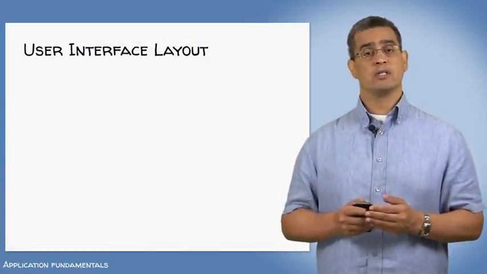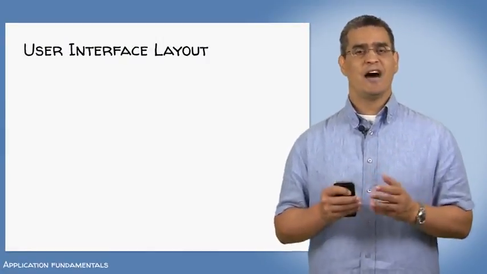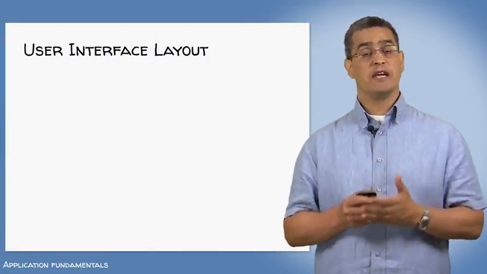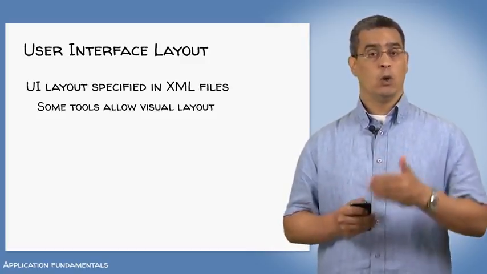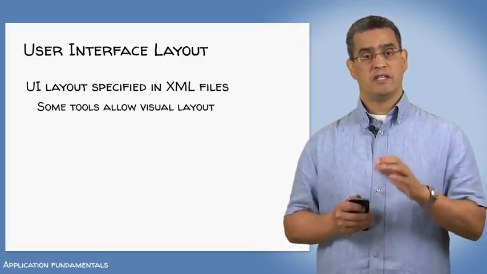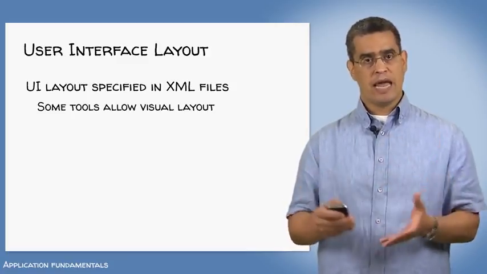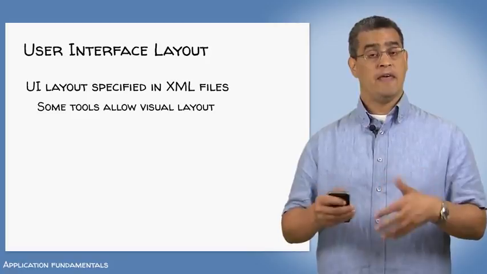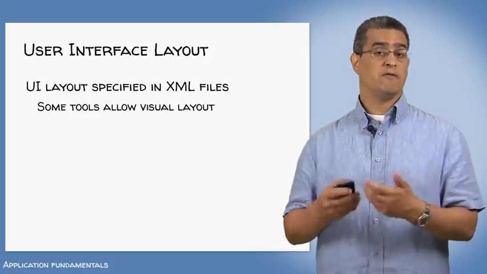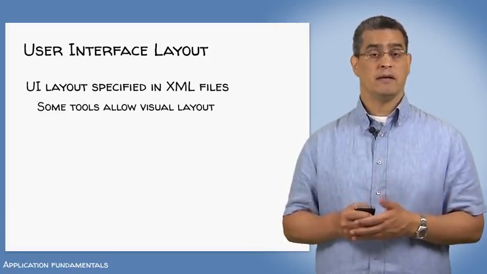Another kind of resource is a layout file. Layout files specify what the user interface for some part of your application will look like. And again, these files are written in XML, although some tools will allow you to create the layout visually, and then those tools will generate the XML for you. In fact, Eclipse will do that.